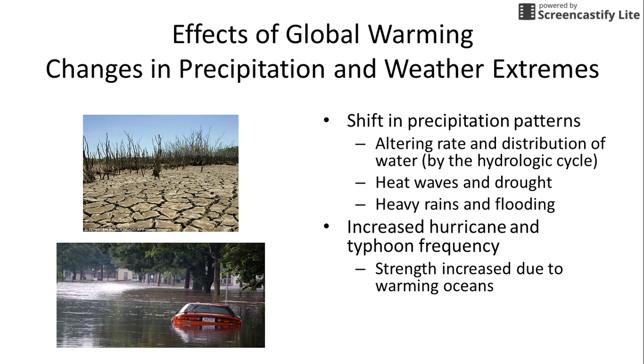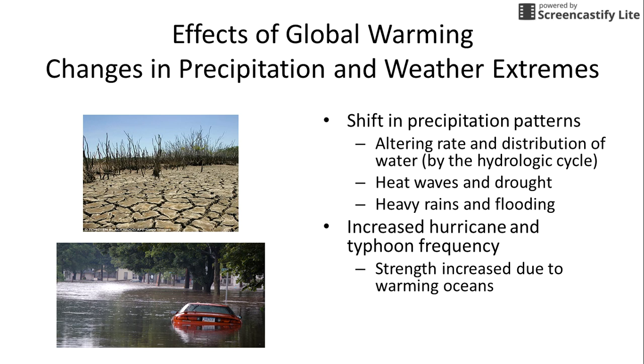Changes in precipitation and weather extremes, and so you have a shift in precipitation patterns. Again, we're talking about climate change. So the climate is changing. It's altering how often precipitation patterns are happening and also the distribution. And so you have extreme heat waves and drought and heavy rains and flooding in places where they weren't happening before and are ill prepared to deal with them.